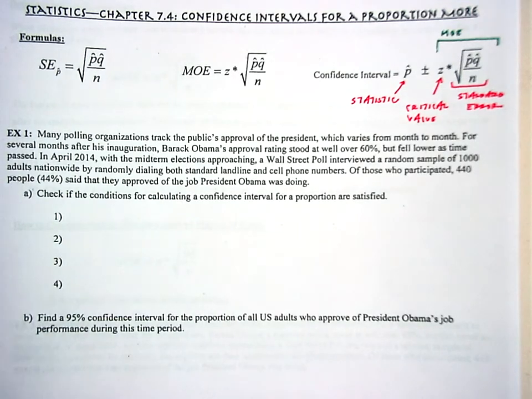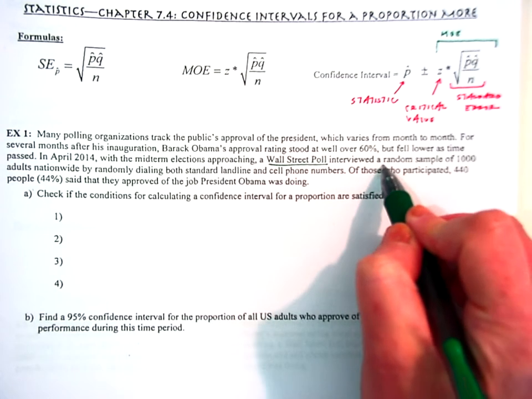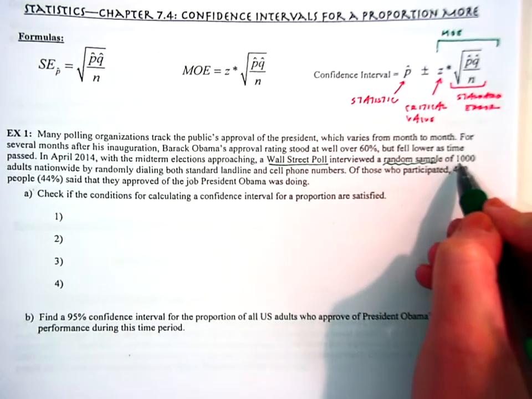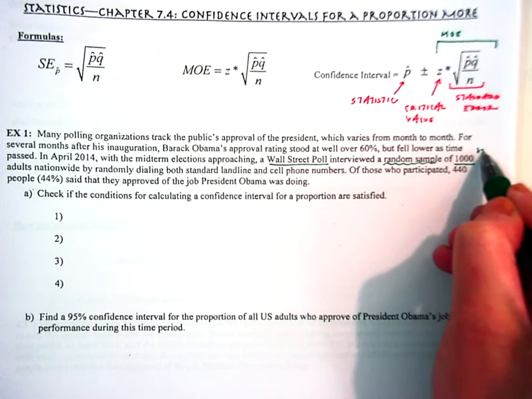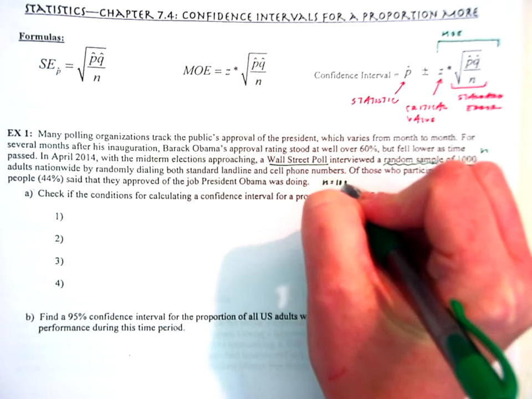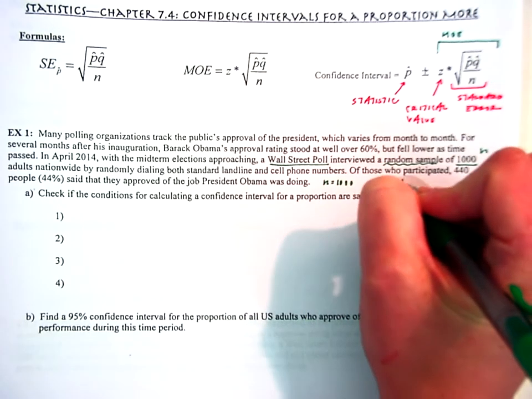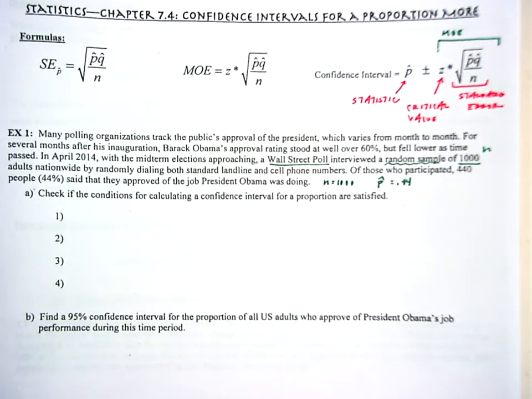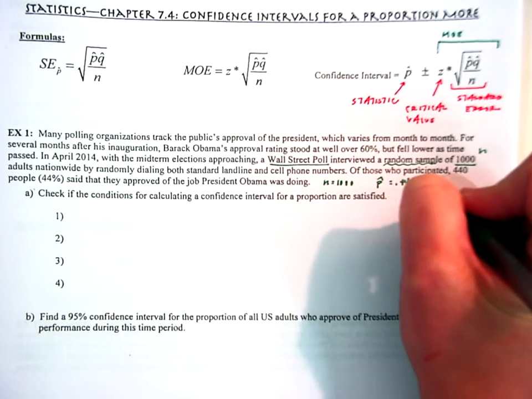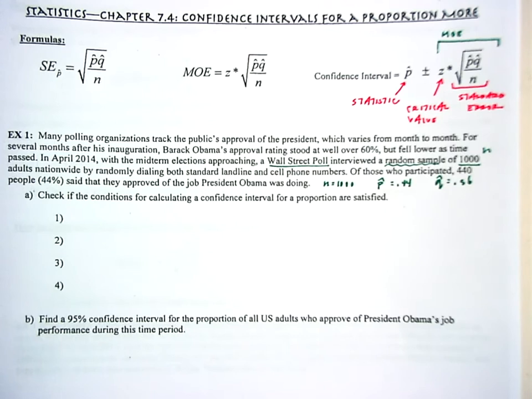Okay, so we know it's a Wall Street poll. We're told it's a random sample. We got 1,000 individuals. That's our N. So we know that we have 1,000 individuals who are being polled. We know that our statistic is the 0.44, the 44% who are giving approval, and then the complement would be 0.56. Okay, so check if the conditions for calculating a confidence interval for a proportion are satisfied.